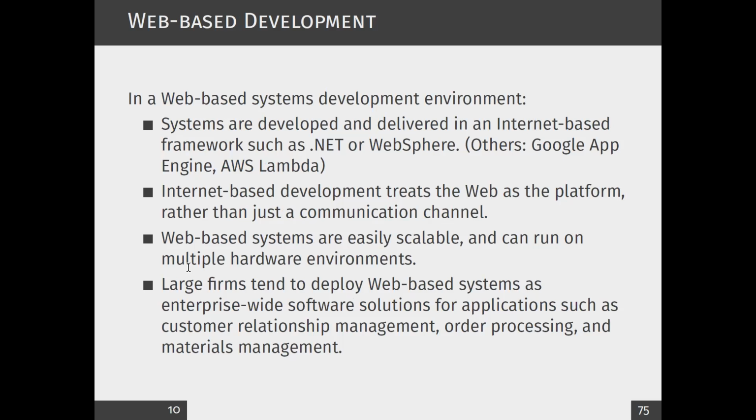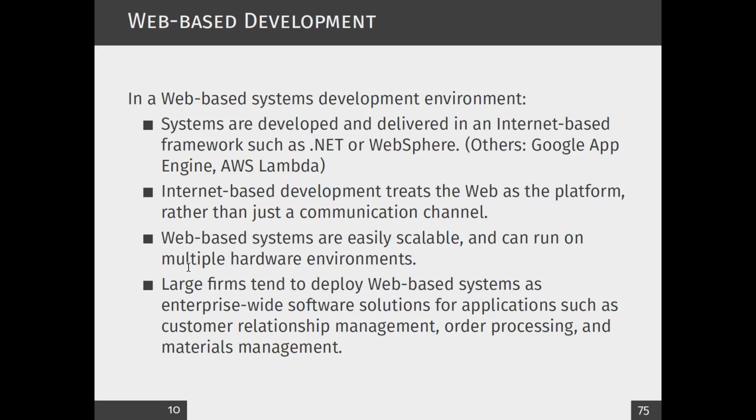If you focus more detail on web-based development, now you might use internet-based frameworks, .NET or WebSphere, or you can use Google App Engine or AWS Lambda. So that means you use some framework. And then you can also use the web as a platform. And then they can easily be scalable, and also it can be run on multiple hardware environments.